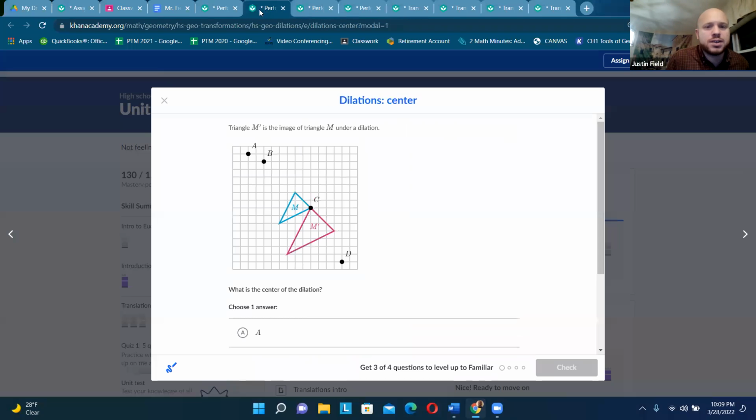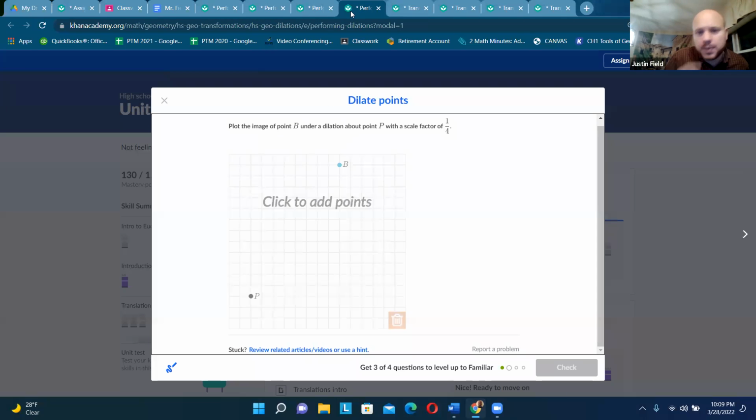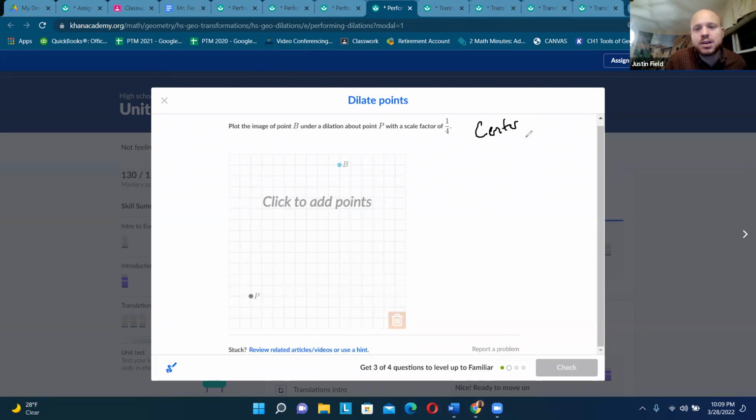So we're going to talk, this is something we can do, okay? Dilate points. So with dilations, we have a center, and we have the distance from the center for the pre-image. Multiply that by the scale factor, and we get the image. So I call this the HV distances. All right, so we're going to figure out the HV distances of the pre-image from the center.